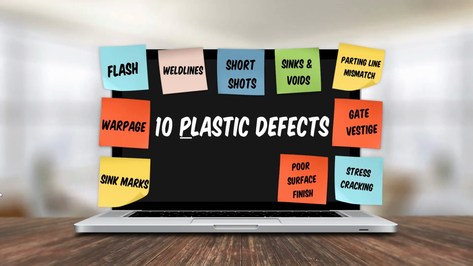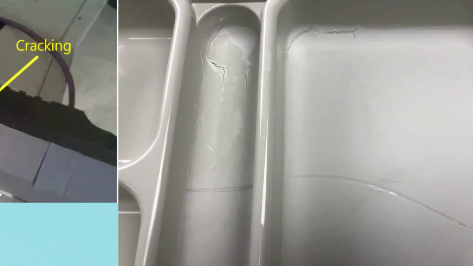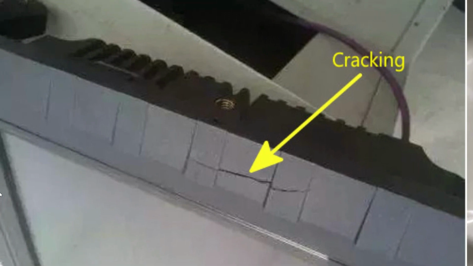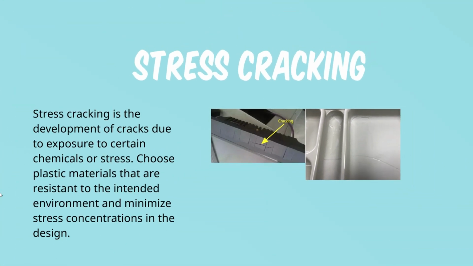9. Stress cracking. Stress cracking is the development of cracks due to exposure to certain chemicals or stress. Choose plastic materials that are resistant to the intended environment and minimize stress concentrations in the design.